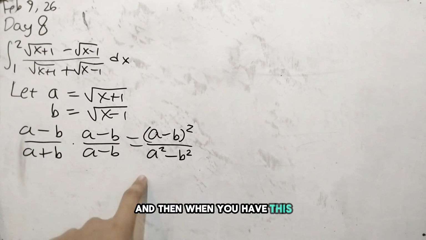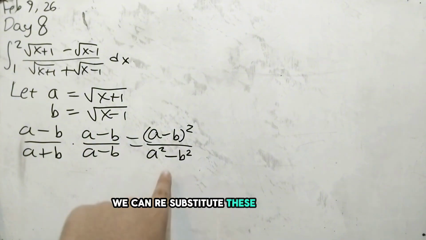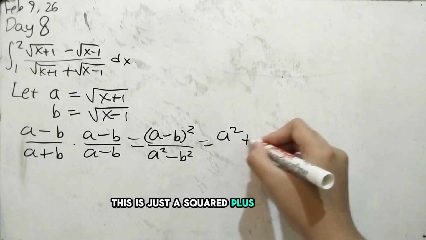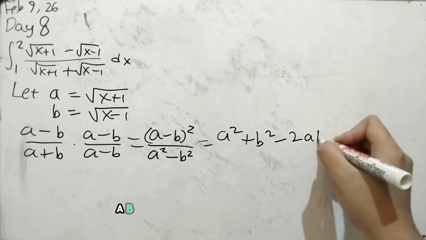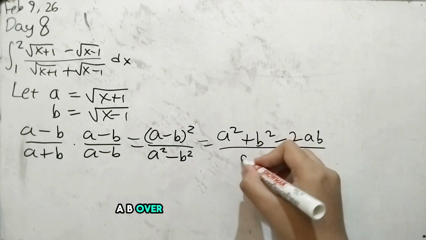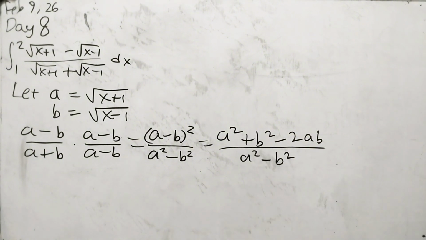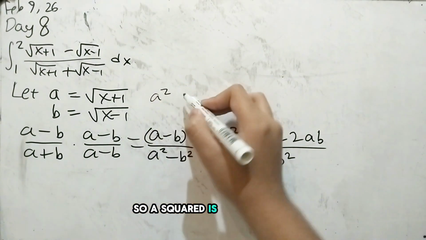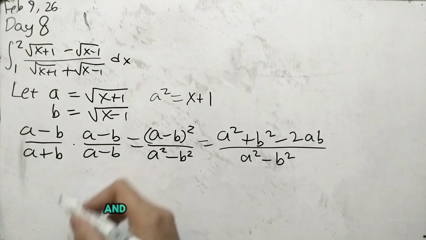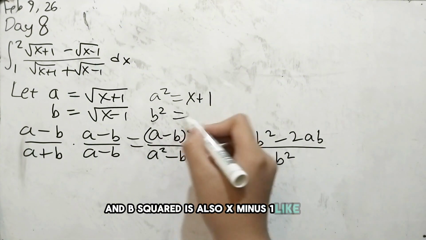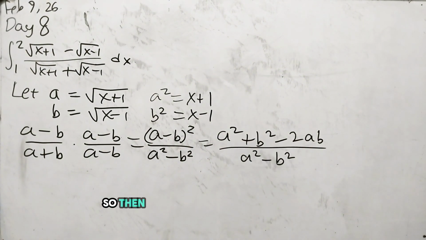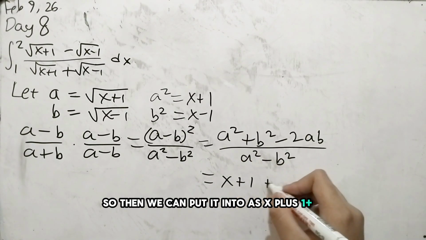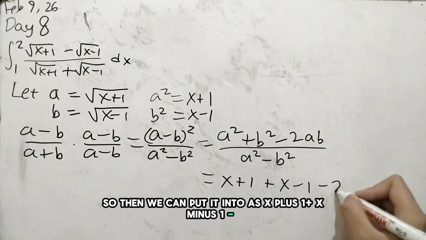And then when we have this, we can resubstitute these back into this. So remember guys what this is? This is just a squared plus b squared minus 2ab over a squared minus b squared. Okay, so what is a squared? So a squared is x plus 1, right? And b squared is also x minus 1, like this. So then we can put it in as x plus 1 plus x minus 1 minus 2.